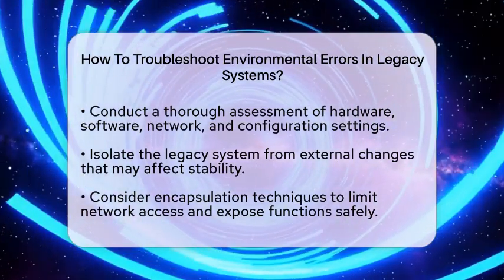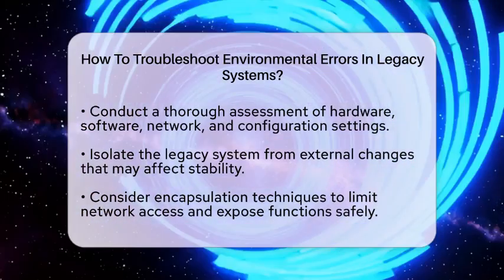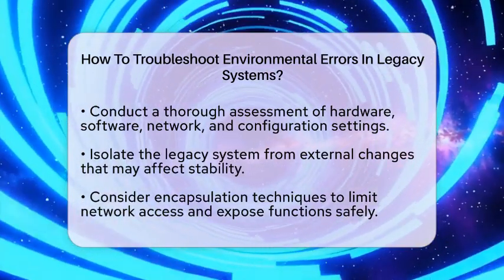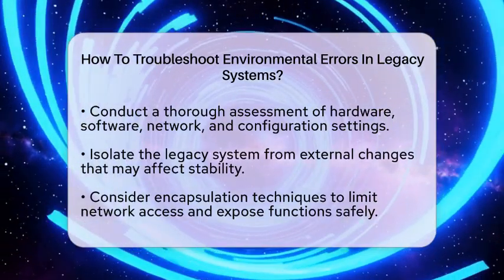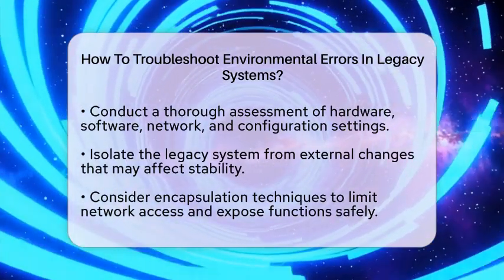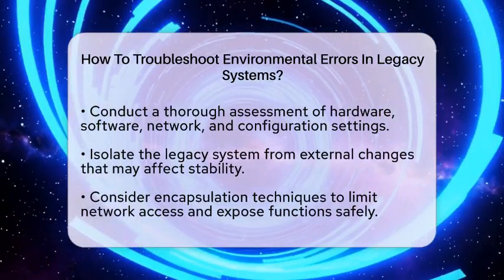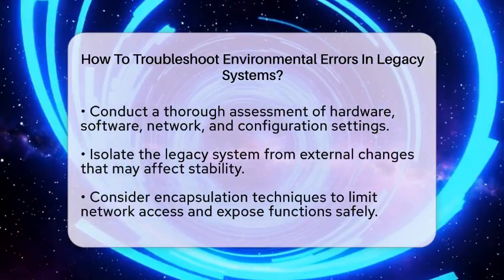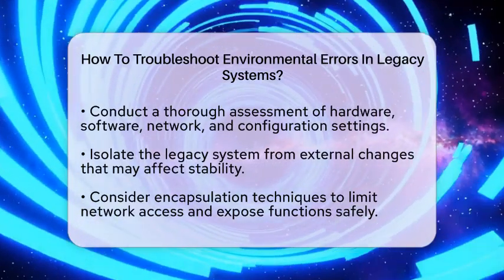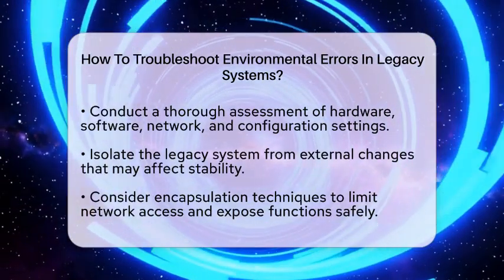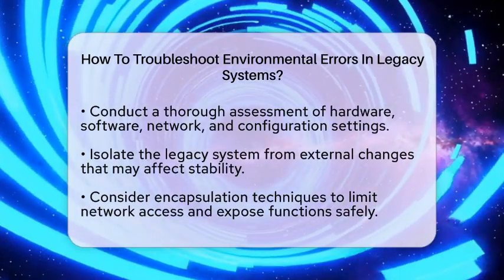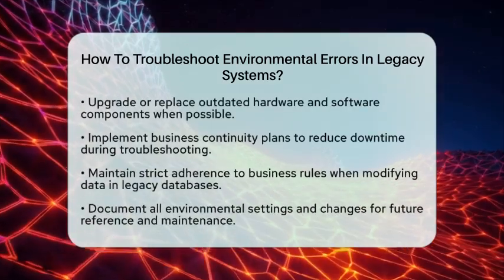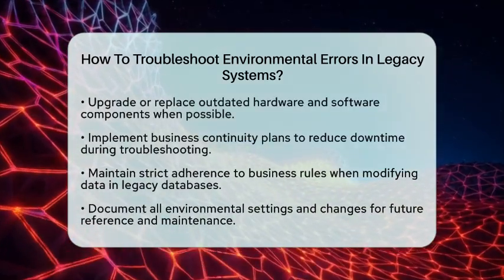Conduct a thorough assessment of hardware, software, network, and configuration settings to identify any mismatches or failures. Isolate the legacy system environment from external changes that could affect stability, such as network changes or software updates. Consider using encapsulation techniques, like limiting network access and exposing legacy functions through controlled application programming interfaces to reduce environmental risks. If possible, upgrade or replace outdated hardware and software components to improve compatibility and reduce errors.